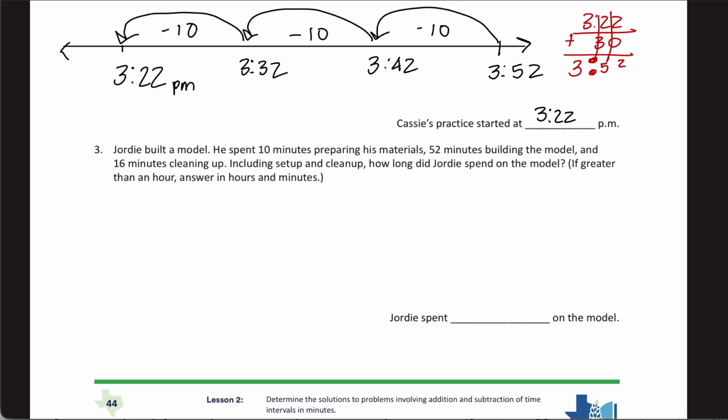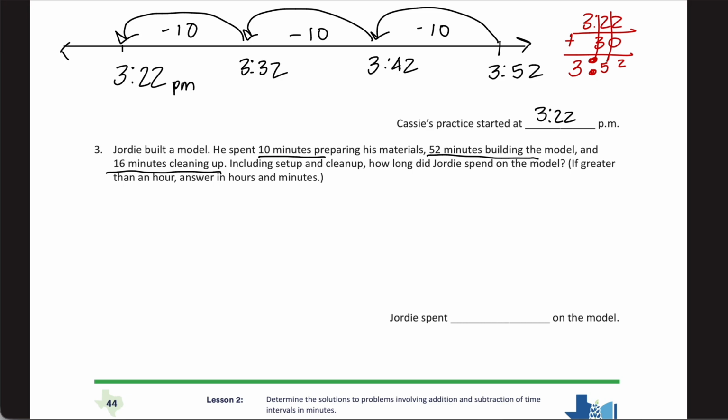He spent 10 minutes preparing his materials, 52 minutes building the model, and then 16 minutes cleaning up. Including setup and cleanup, how long did Jordy spend on the model? If it's greater than an hour, answer in hours and in minutes.